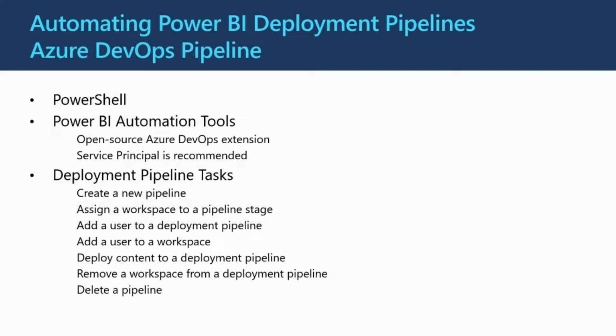There is also a way to do it in Azure DevOps. There's a tool called Power BI Automation Tools. It's an open source Azure DevOps extension on GitHub. Service Principal is recommended. It can do a lot of the same tasks as the REST APIs, but you can incorporate it into the Azure DevOps pipelines. You can assign workspaces to different pipeline stages, add users to those deployment pipelines, add users to workspace, and deploy content to the deployment pipelines, etc. So those are just two ways that you can automate this inside of your business.